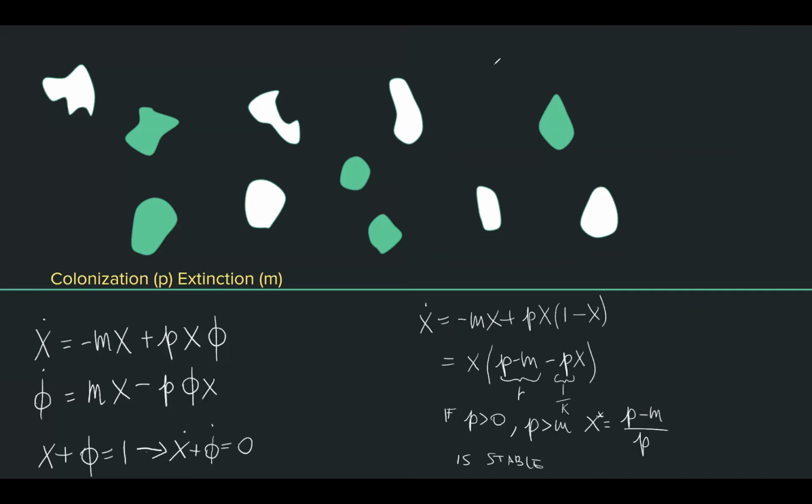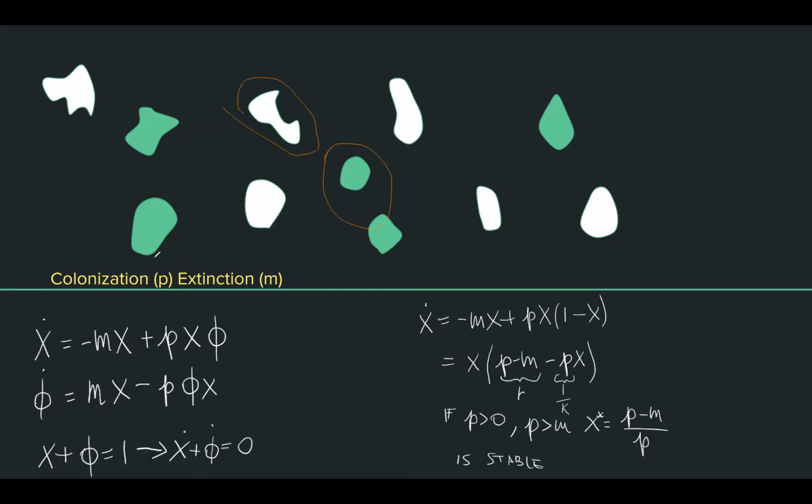The idea is that we have a bunch of patches of suitable habitat, imagine infinitely many of them. And these patches can be in two states. They could be occupied, which here is the green color, or empty, which would be the white color. The idea is to track the proportion of patches that are occupied at any point in time, and we call this proportion x. Conversely, we could track the proportion of patches that are empty, which I call phi.